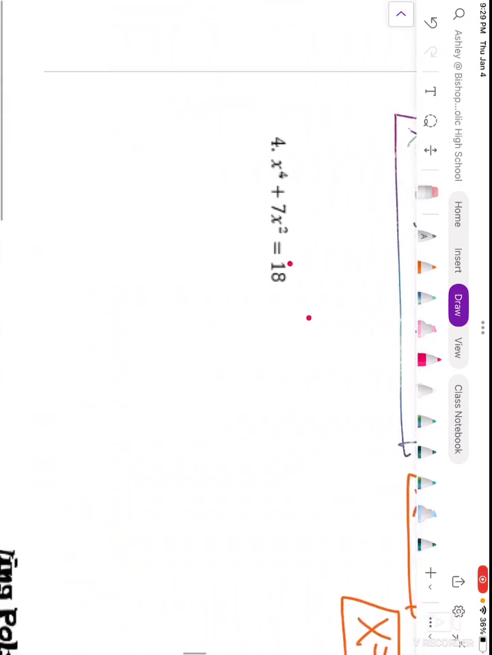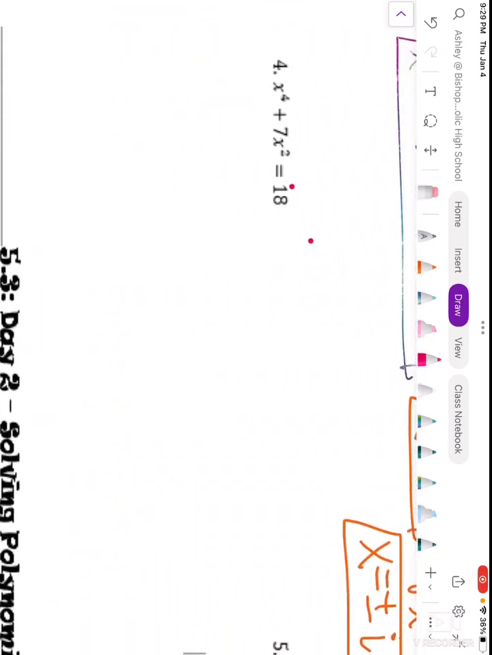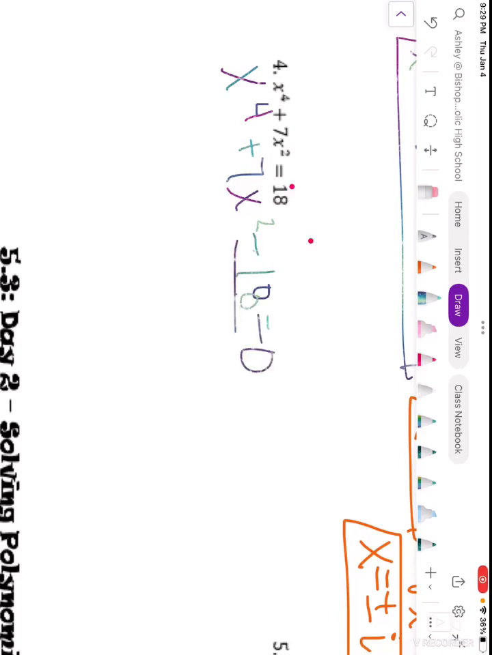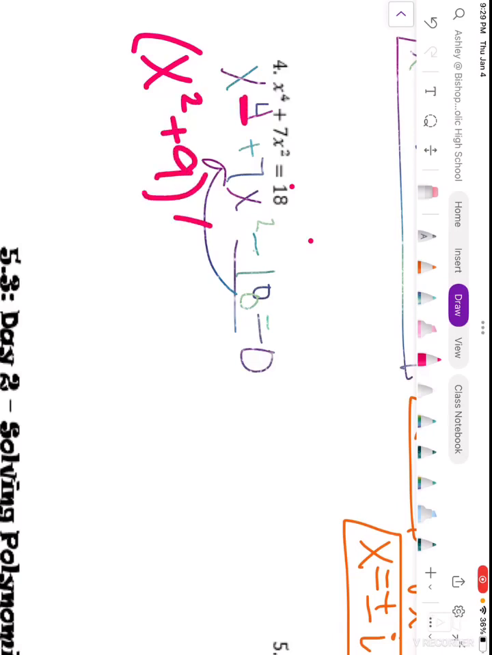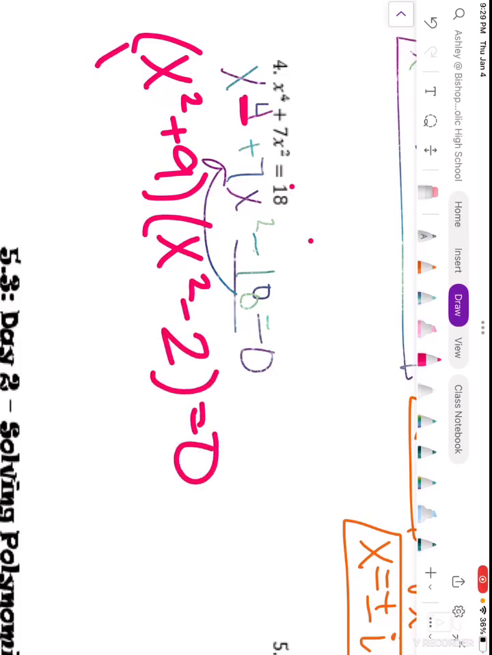Okay, number 4 here. Got to set it equal to 0. So plus 7x squared, subtract that 18 over, set it equal to 0. Factors of negative 18 that add to 7 are going to be positive 9 and negative 2. And since this is to the 4th power, we'll do x squared plus 9, x squared minus 2 is 0. And then we set both of these equal to 0 and solve them.